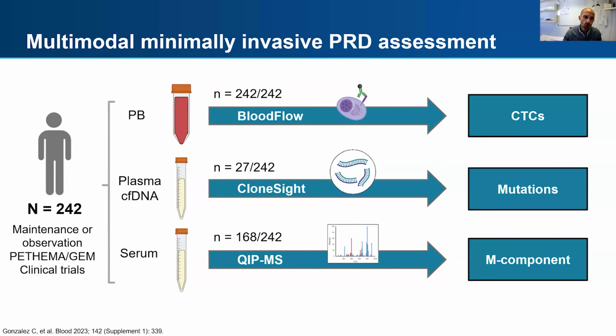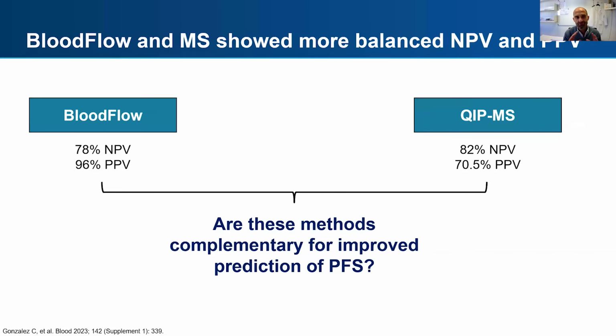So our strategy is not only to focus on a specific disease setting, but also on looking for complementarity between blood flow and other methods such as NGS as well as mass spectrometry. And this way we are looking into circulating tumor cells using blood flow, mutations and the B cell receptor using next generation sequencing, and the M component with high sensitive mass spectrometry. In the interest of time, I'm only showing this slide in terms of the performance of each of the methods.